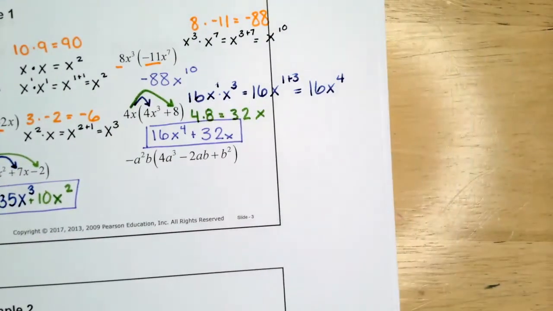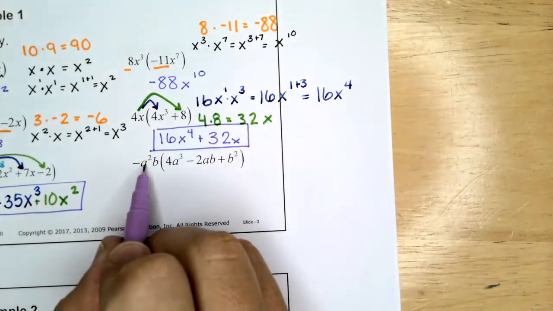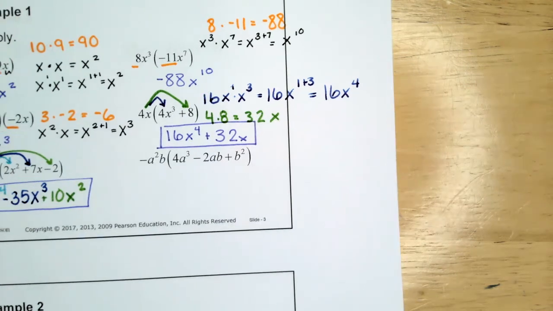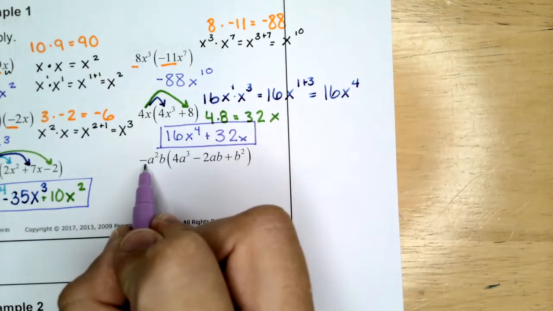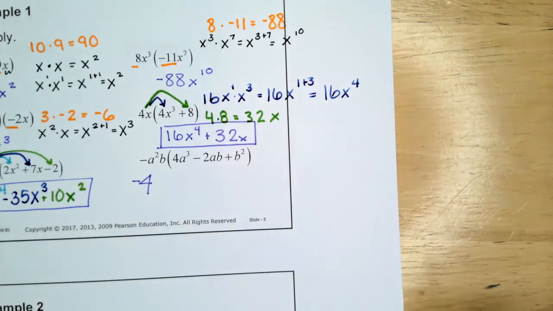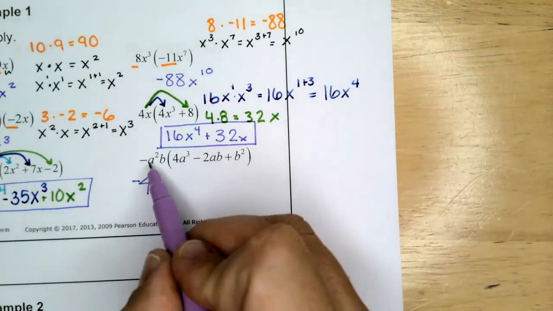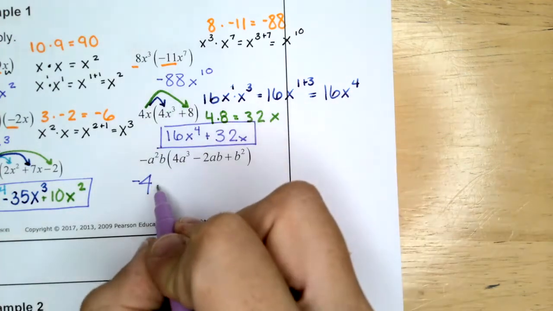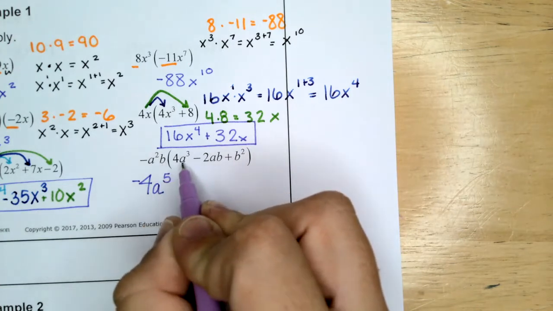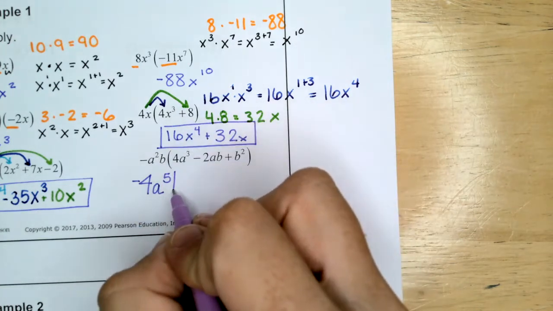All right, last one. Negative a squared b. It's kind of like having a negative 1a squared b. The negative is with the whole thing. So 4 times a negative 1 is a negative 4. A squared times a to the 3rd gives us a to the 5th, 3 plus 2 is 5. The b has no like terms, so we just add it to the end, b.